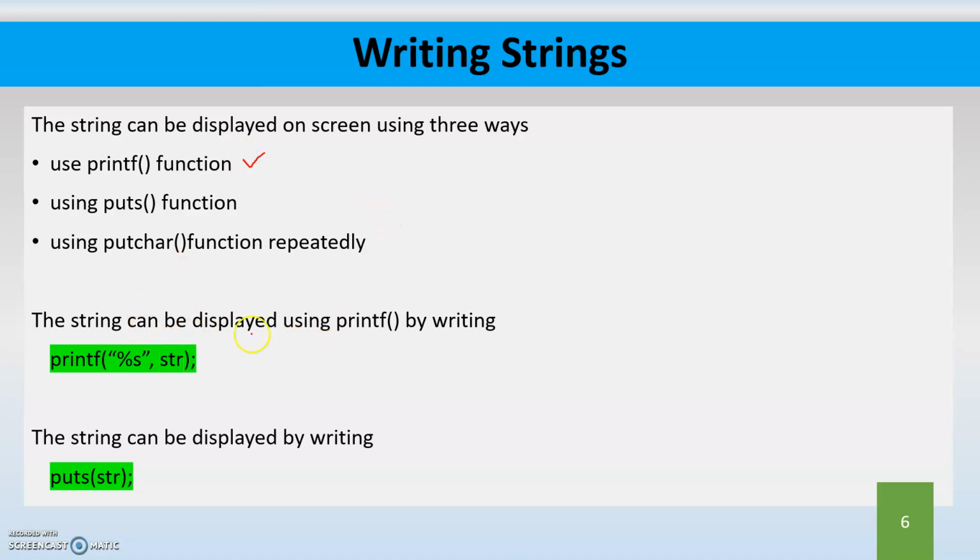The printf function works in a similar way to scanf: printf, double quotation, %s is the format specifier, and the name of the string. The second way of writing the string is using the puts function. Puts, and under the brackets you have to write the name of the string.